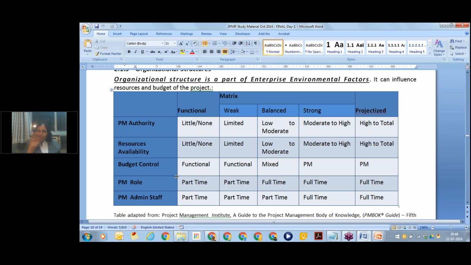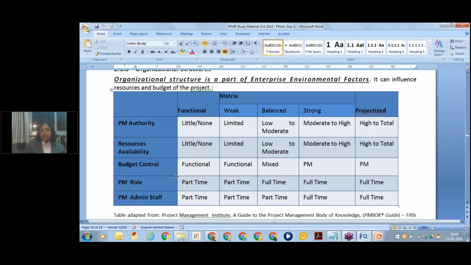Yes, the matrix is further divided into three. I'll tell you for your reference only, not for the exam. So yours is a matrix organization, which is a balance of functional and projectized. But if you really look, it is more like functional. So you are a weak matrix. On the other hand, if you say your organization is a balance of functional and projectized, but in reality most of the revenue comes from projects, your organization is a strong matrix. In between is a balanced matrix.